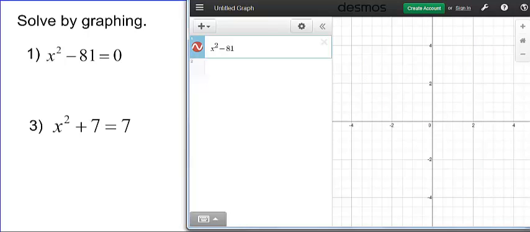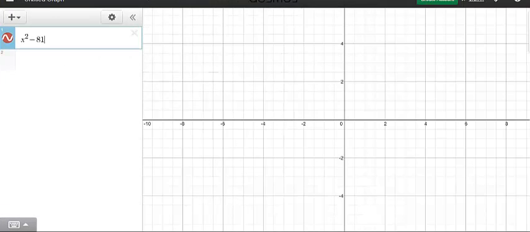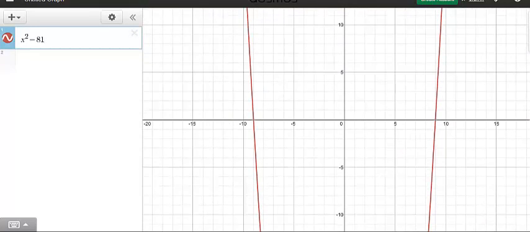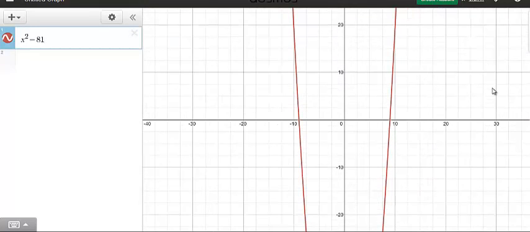Alright, now from the window I have here, I can't really see what's happening, so I'm going to zoom out just a little bit by pressing the minus. When we use the tablet, this is an easier thing to do. We can do the old pinch and zoom. But folks, what we're looking for are these points right here. Negative 9, 0 and 9, 0. Those are the key to what we're doing.